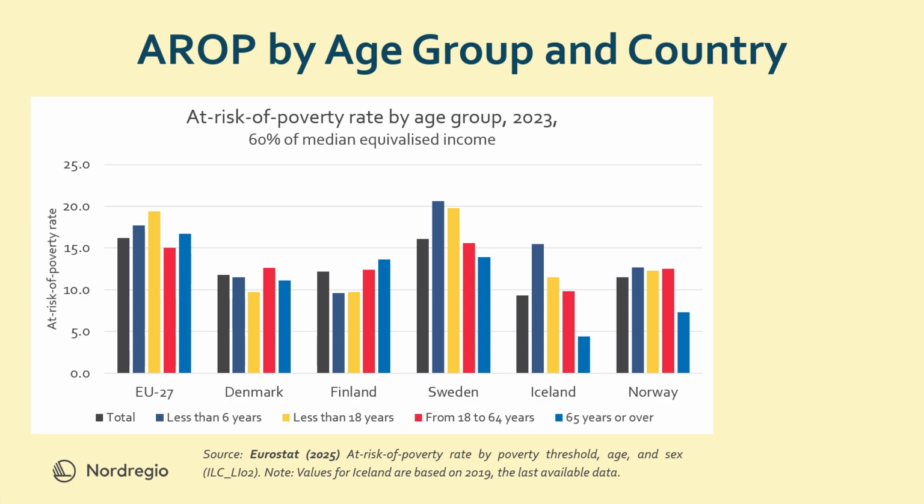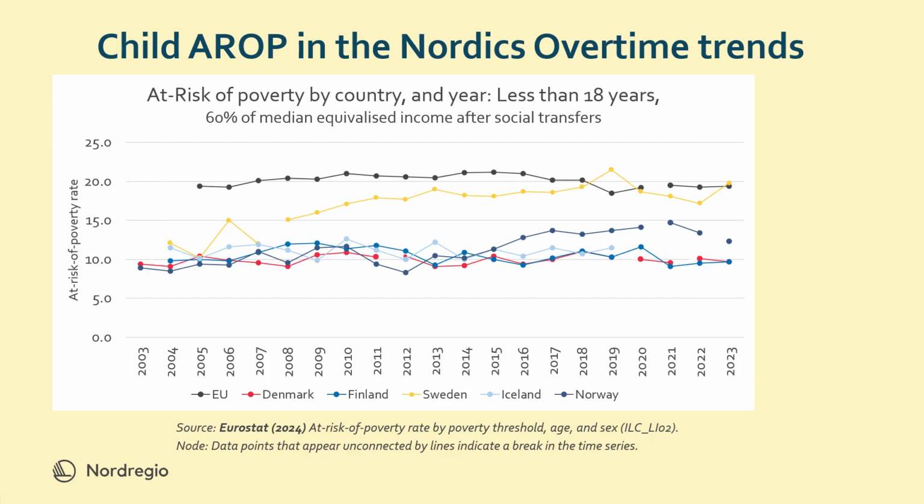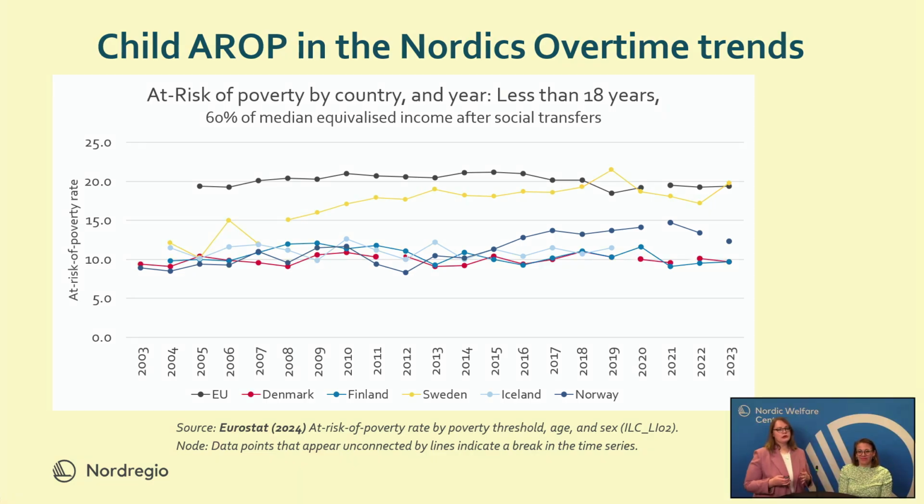They are also at higher risks, and both of them are higher than the total population poverty rate for Sweden and Iceland. If we now go back to the historic overview, but focus only on children and young people less than 18 years old, we can see that the trend is somewhat similar to the full population. The European average is still significantly higher than the average Nordic level.